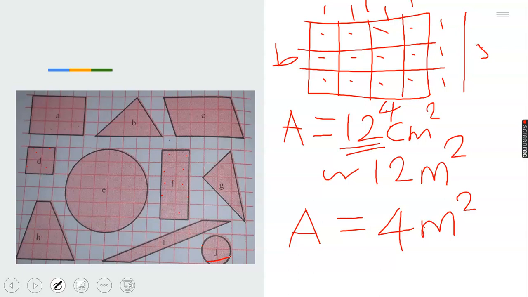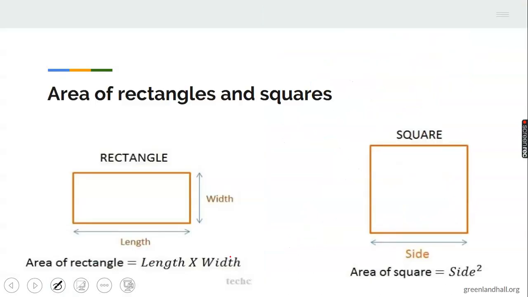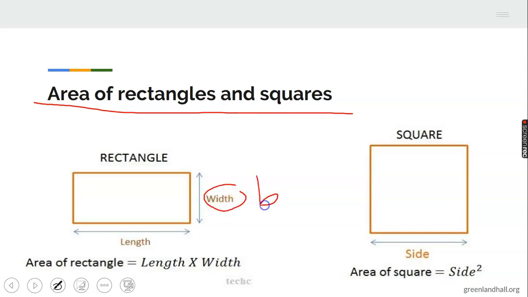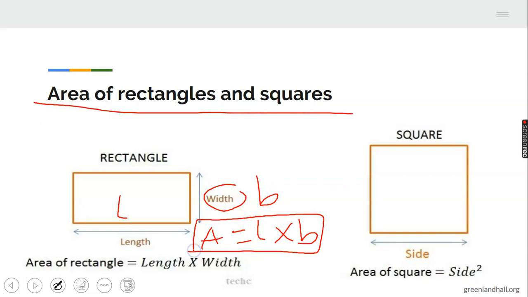That is how to calculate the area of a shape using scale drawing. Now that takes us to the next slide, where we'll be using formula to calculate the area of rectangles and square. We know that this width is also called breadth, which I will use B to represent, and our length equals L. Now, area of rectangle equals length times breadth. This is the formula that we'll be using to calculate our area of rectangle.